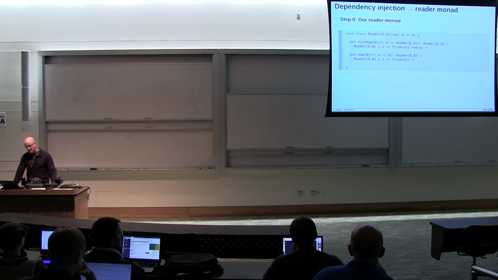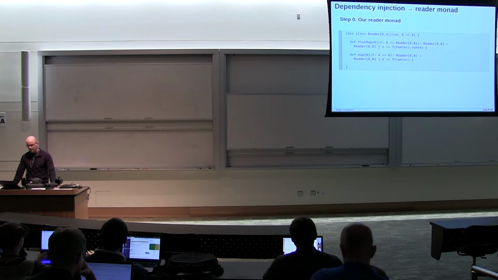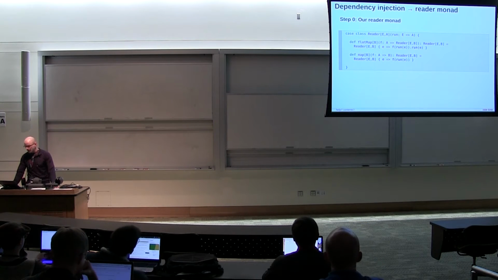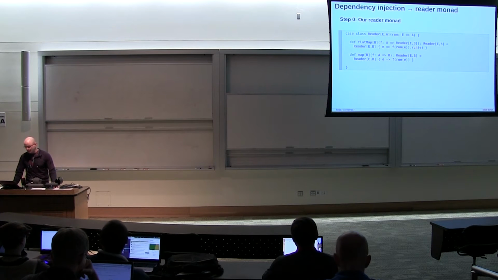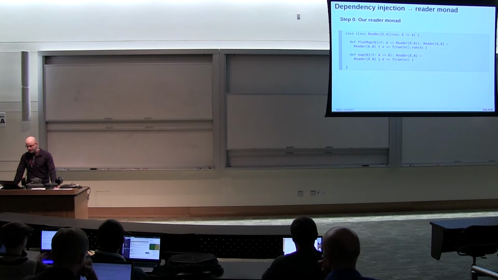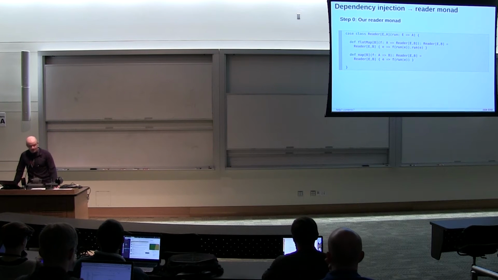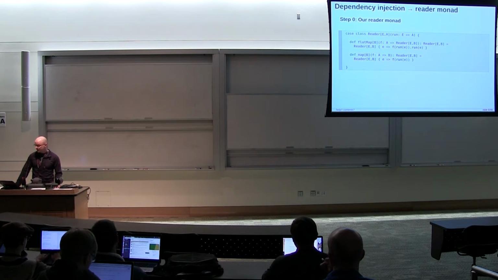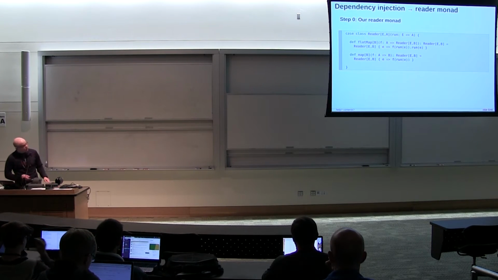Additionally, we get these 2 combinators. Really, all we need is flatMap. We could implement map using flatMap, but it's a little bit more optimal to do it this way. And I won't go too deep into the implementations of these, but the key idea is to just look at the types of these methods.